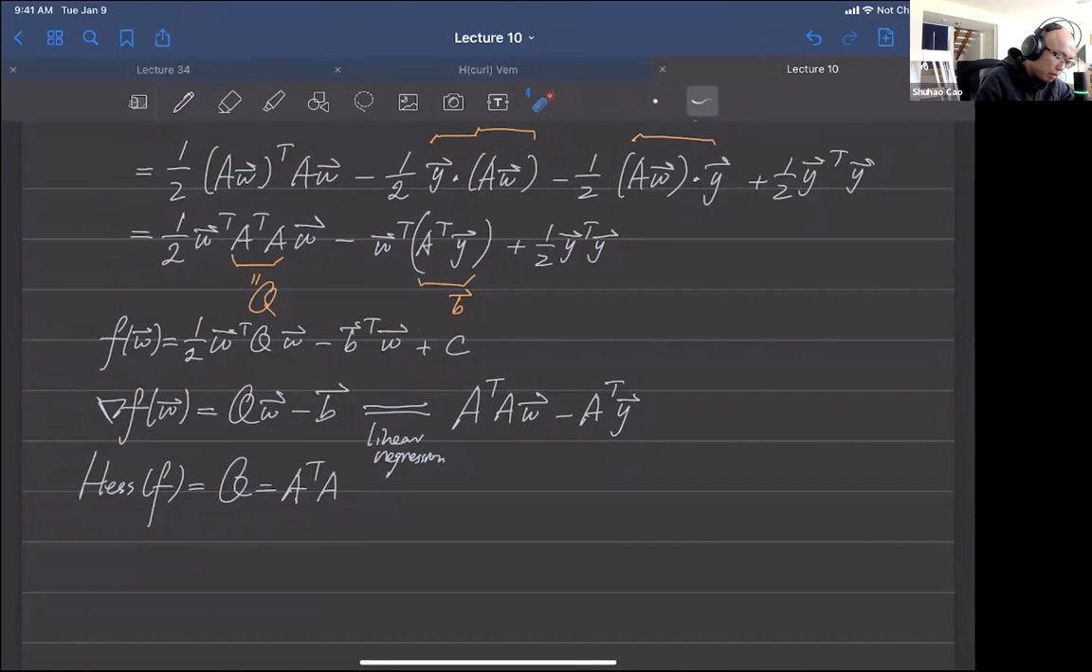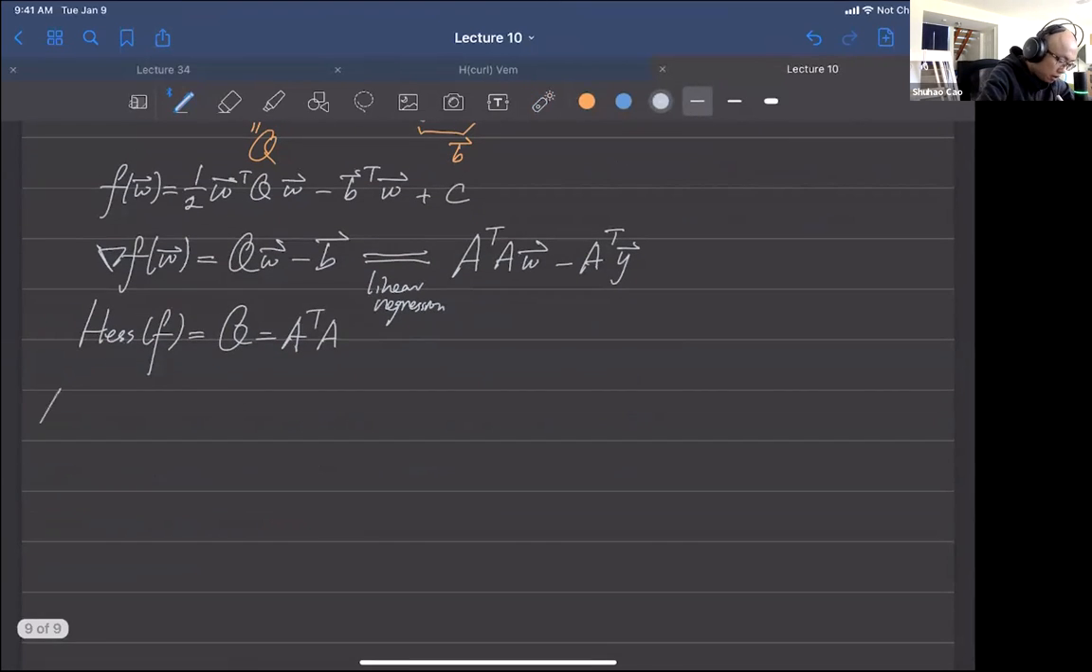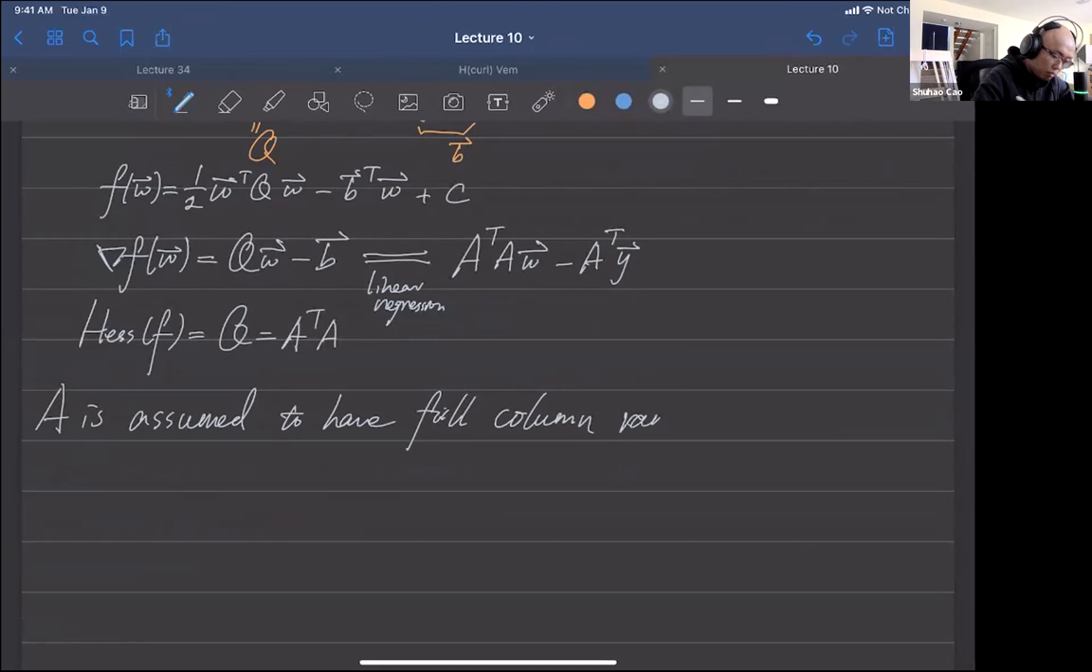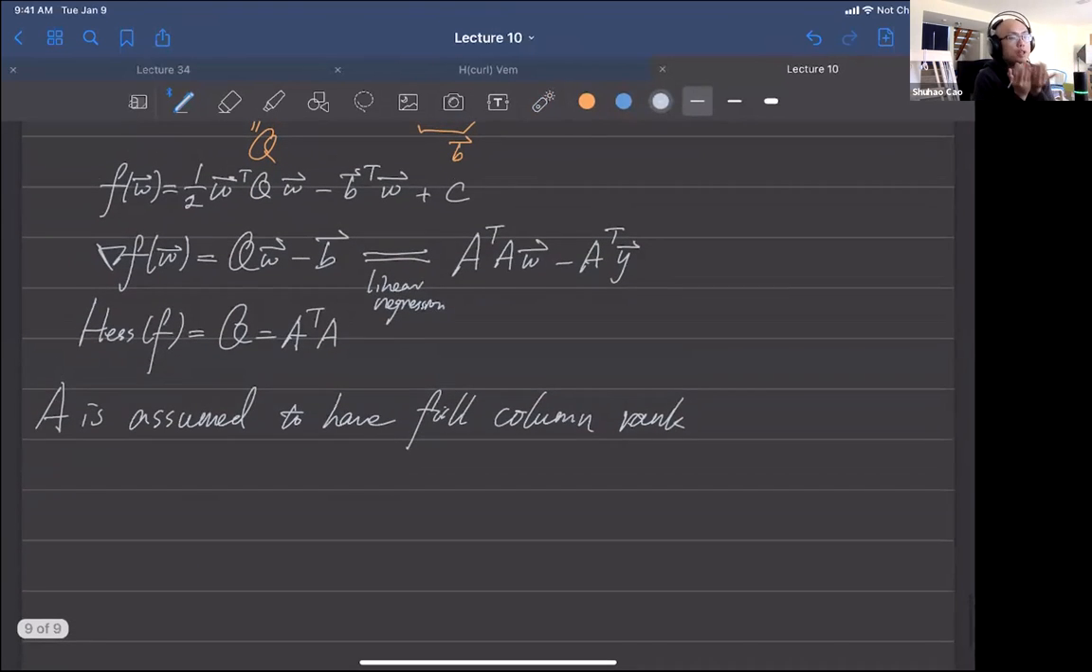I do wanna have a remark. In the linear regression problem, A is normally assumed to be full column rank. So A is assumed to have full column rank. What does that mean? A is essentially our data matrix.